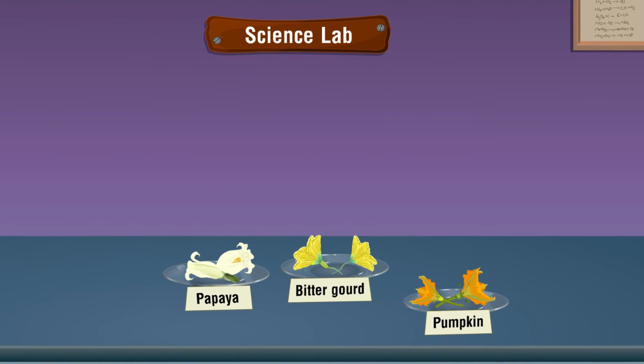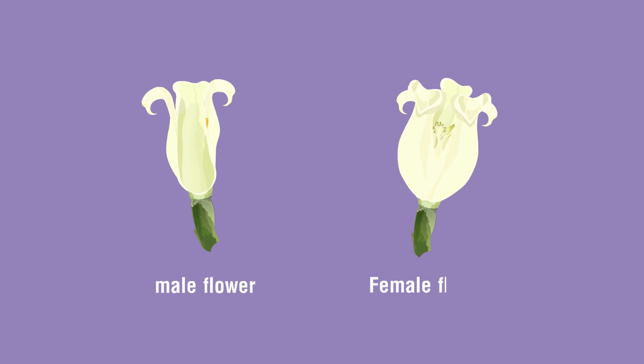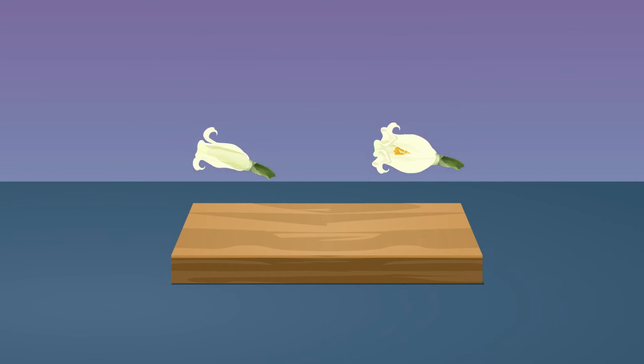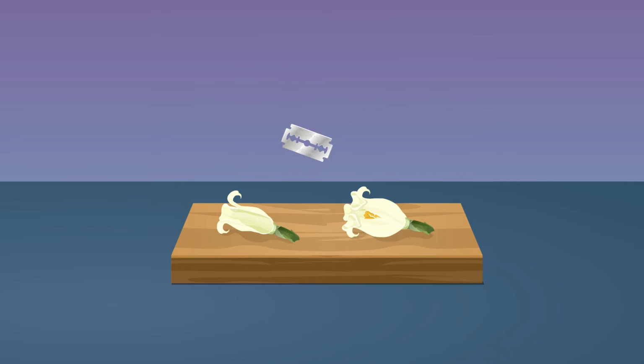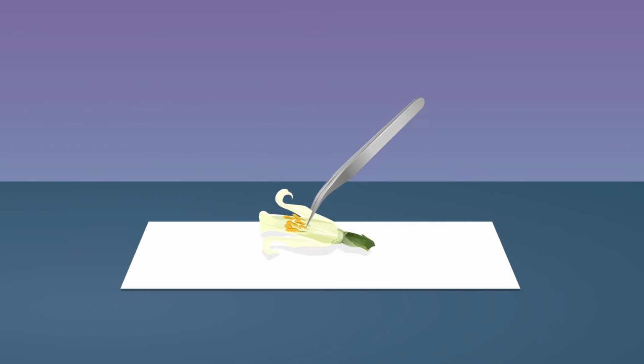Flowers of papaya, pumpkin, bitter gourd. Take both male and female papaya flowers from the watch glass. Keep the flowers on top of the wooden board. Cut the male and female flowers vertically into two halves using a blade. Place a white sheet of paper over the table. Arrange all the floral halves on paper using forceps.